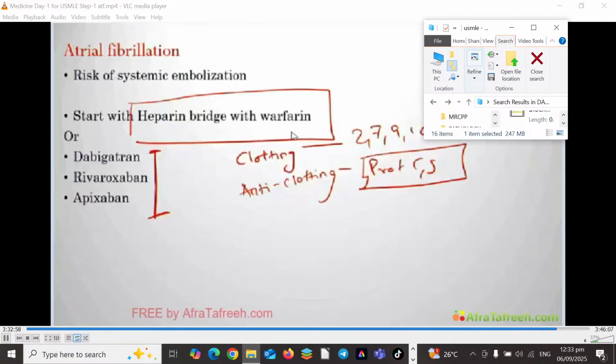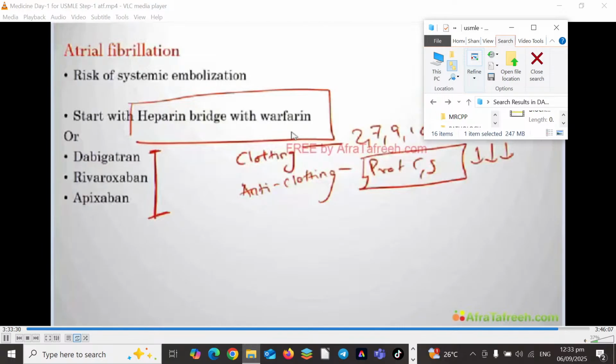What do you mean by why? Why does it act on protein C and protein S? I didn't get that question. It acts on protein C and protein S. But the half-life... Oh, sorry, I'm really sorry about that. It's a funny moment. So it acts on protein C as well as protein S. And the half-life of protein C and protein S is less than that of factors 2, 7, 9, 10. So protein C and protein S will go down rapidly.